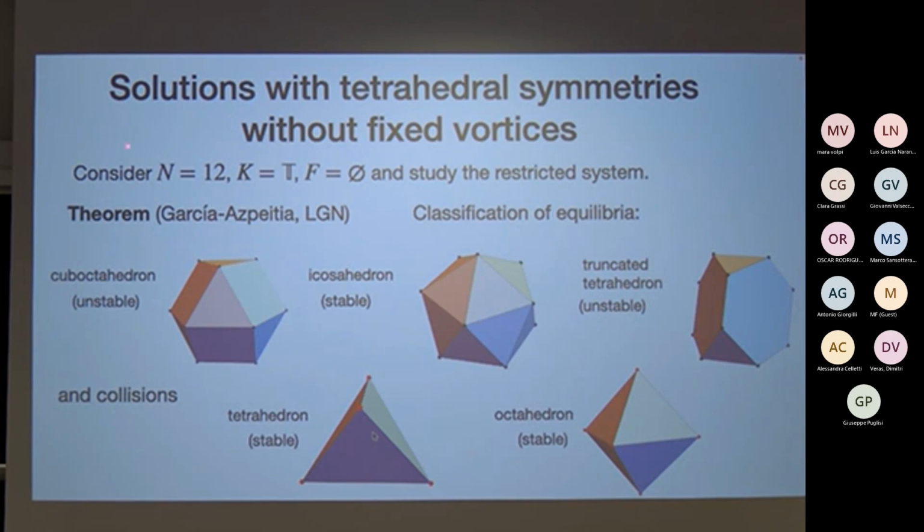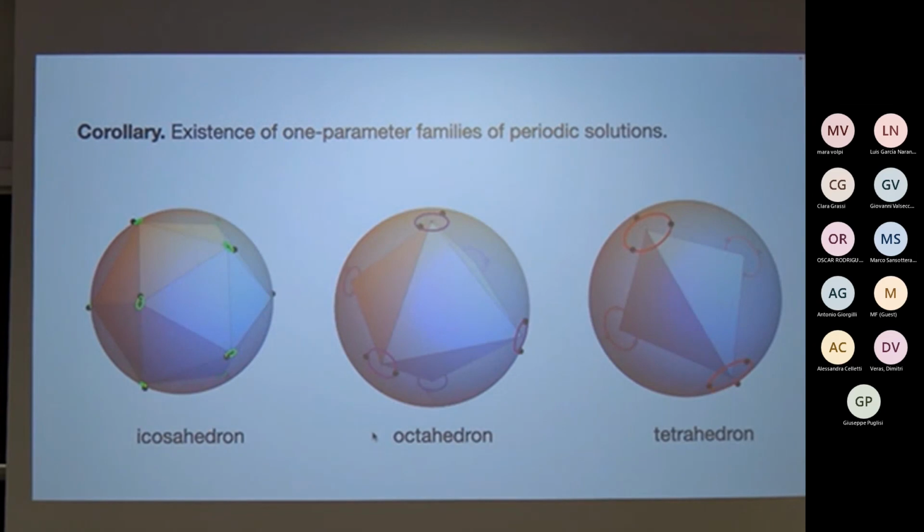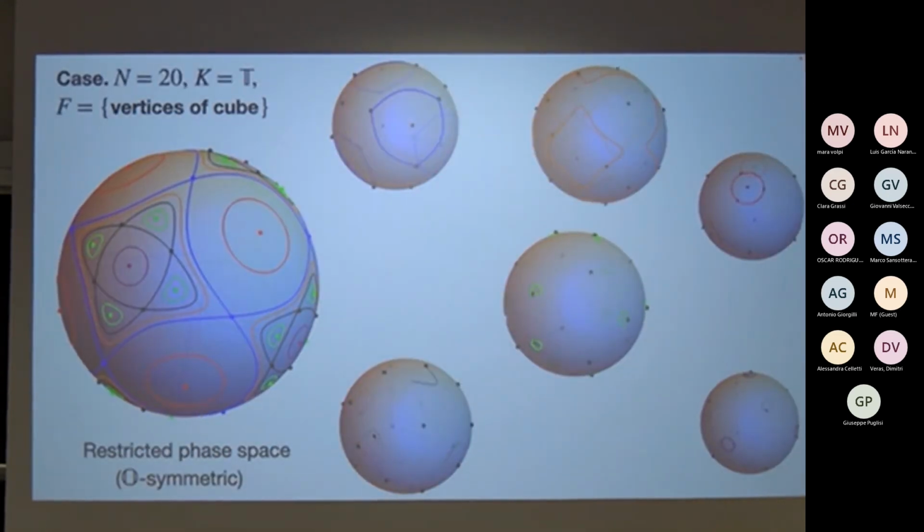So you're working with a 12 vortex problem. For instance, here you have a tetrahedron, and you have three vortices colliding at each of the vertices. For your octahedron, you have a binary collision at each of the vertices. And according to this, you have these one-parameter families of solutions coming close to these figures in the way indicated in the figure. So the last picture would be when you pick F to be the vertices of a cube.